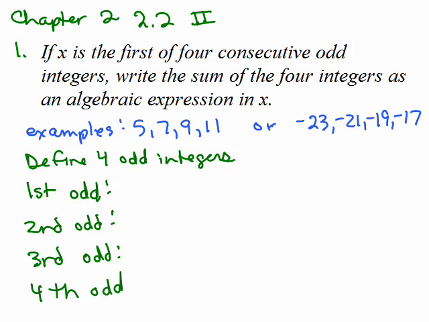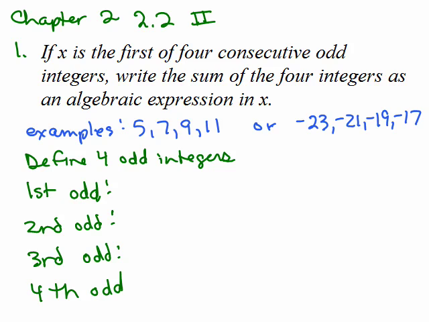Okay, we're on Chapter 2, Section 2.2, Part 2, Number 1. If x is the first of 4 consecutive odd integers, write the sum of the 4 integers as an algebraic expression in x. And the directions were to write the algebraic expression described and then simplify if possible.